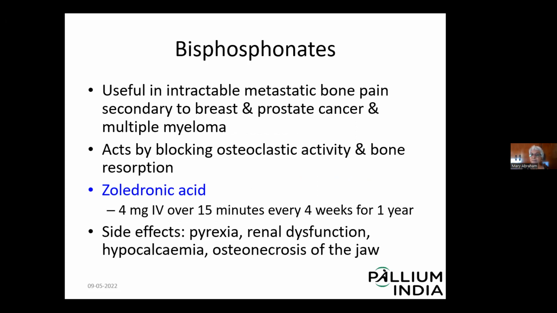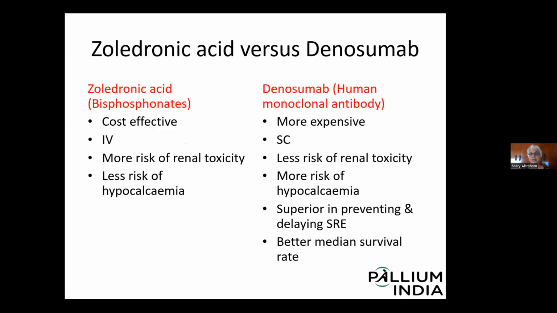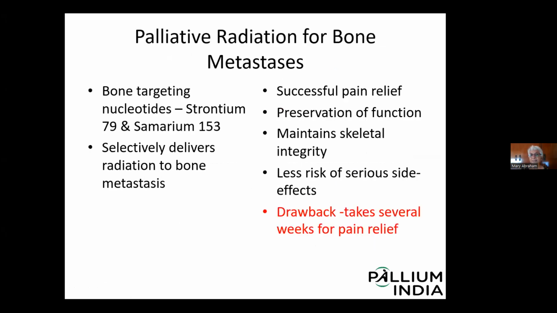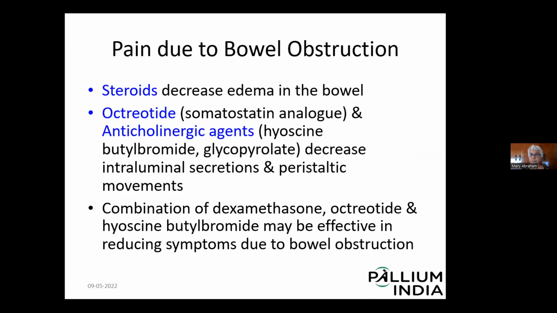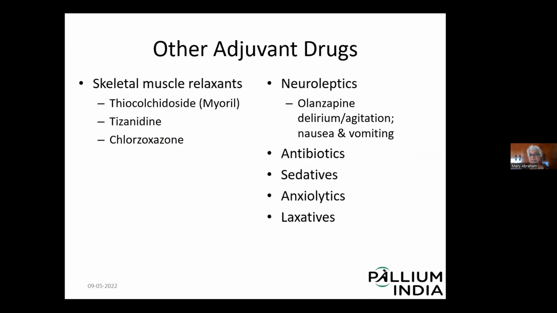I'll just take a couple of minutes more. So denosumab is another drug that can be given. It can be a little more beneficial than zoledronic acid, but it is more expensive. And then you have the palliative radiation, which can decrease the pain, particularly when there are skeletal metastases. Pain due to bowel obstruction can be treated using steroids, octreotide, and anticholinergic drugs.